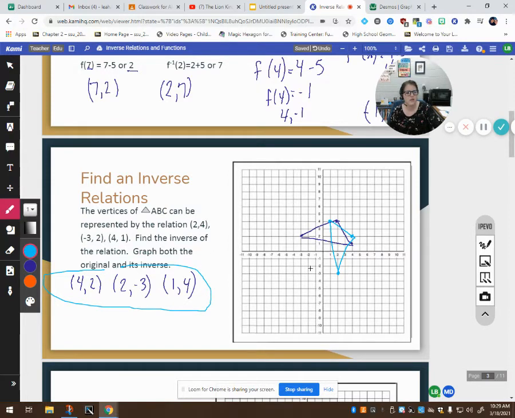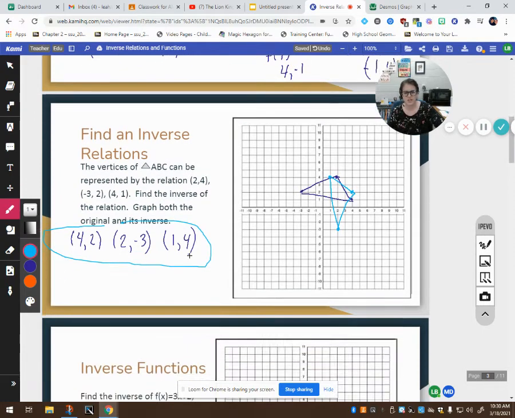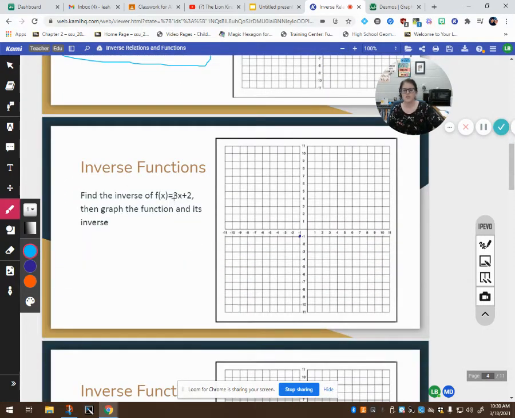And kind of look at this and think about what's happened. It kind of looks like maybe it's been rotated or maybe there's some sort of flip that happened. I want you thinking about what is possibly happening here with the function and its inverse. All right, so let's try another one.